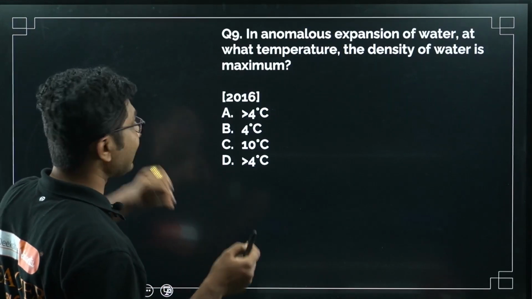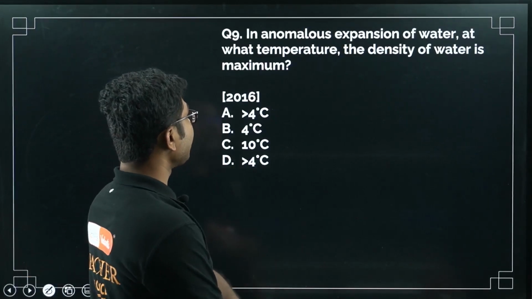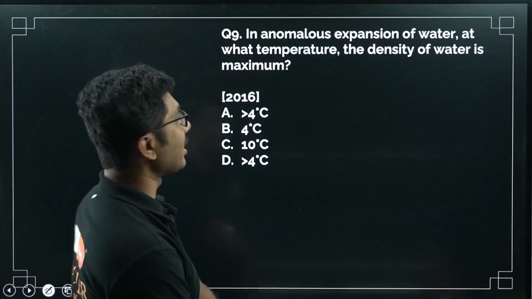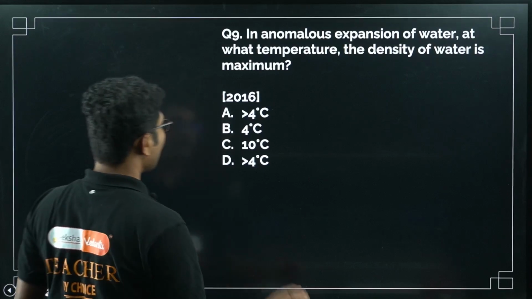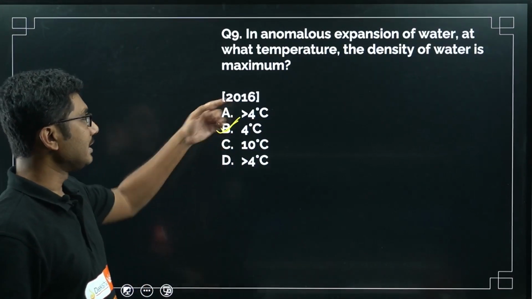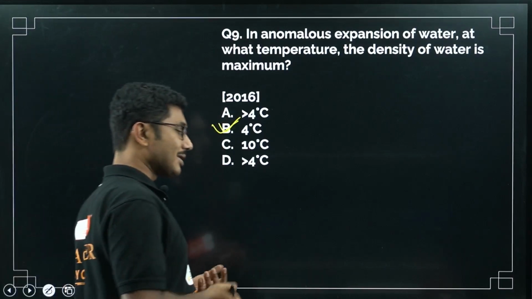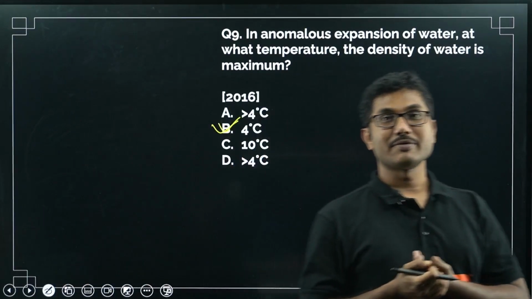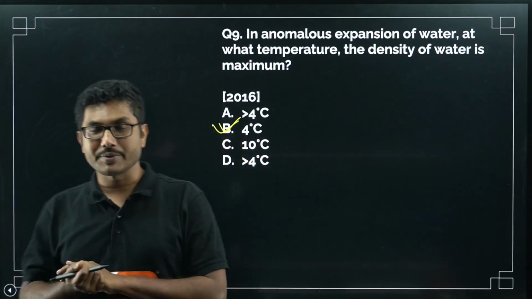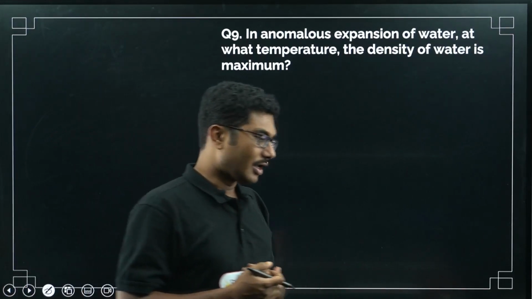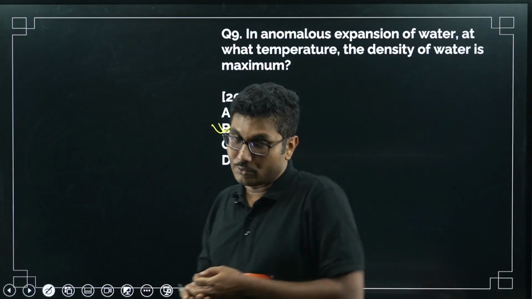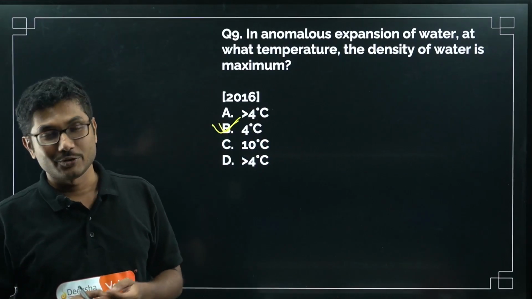Now question number 9, again anomalous expansion of water question. In anomalous expansion of water, at what temperature the density of water is maximum? So density of water is maximum at 4 degrees Celsius. Okay, this came in 2016. So previously anomalous expansion of water was favorite, then suddenly Newton's laws of cooling was favorite. So last few years we have seen calorimetry is favorite. Now who knows what will come this year, so be prepared.